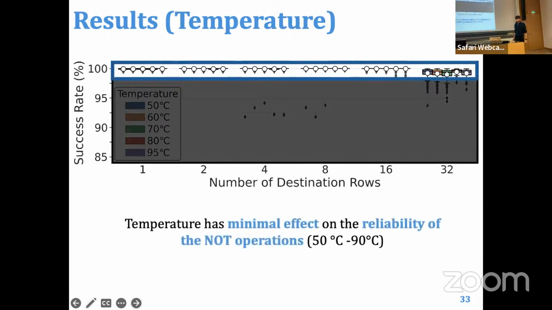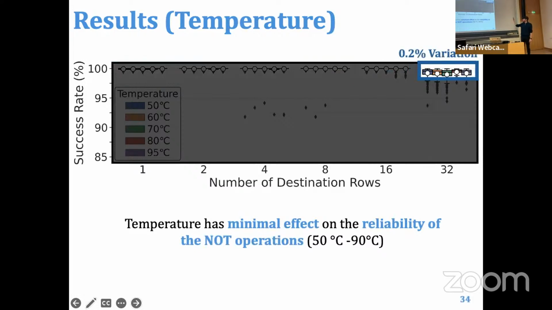Then we see the temperature. The temperature, and this is a really positive thing, doesn't affect the operation at all. So even in a high range of temperature, from 50 to 90 degrees Celsius, we see a 0.2% variation. And specifically in the 32 row case, which is the worst case for the NOT operation.